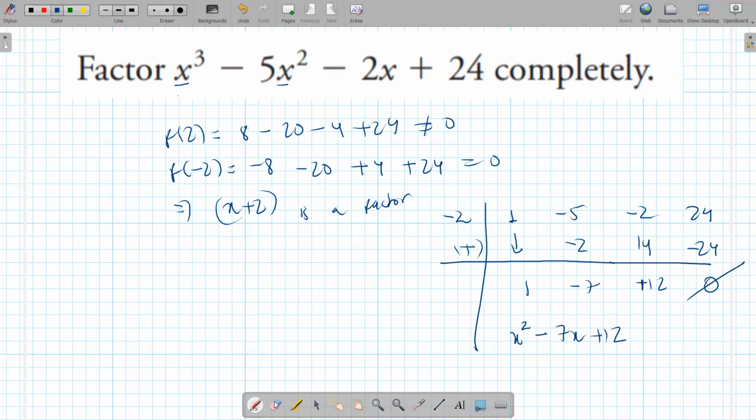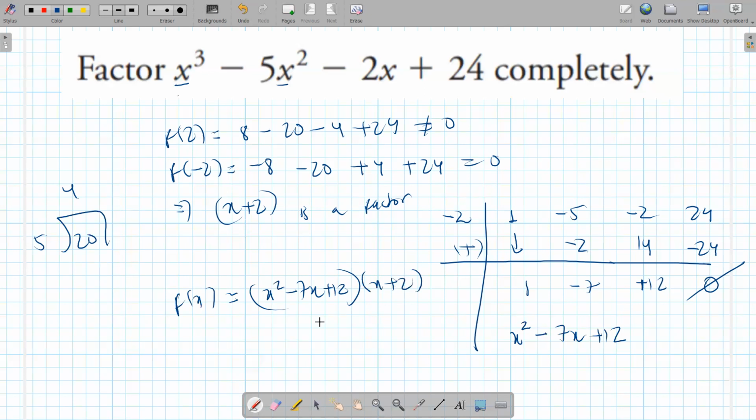Yes. Okay, so therefore I'm going to rewrite f of x. And if you're confused about this, just check this out. This is our f of x. Our dividend is f of x. That is equal to the quotient times the divisor, which was x plus 2.